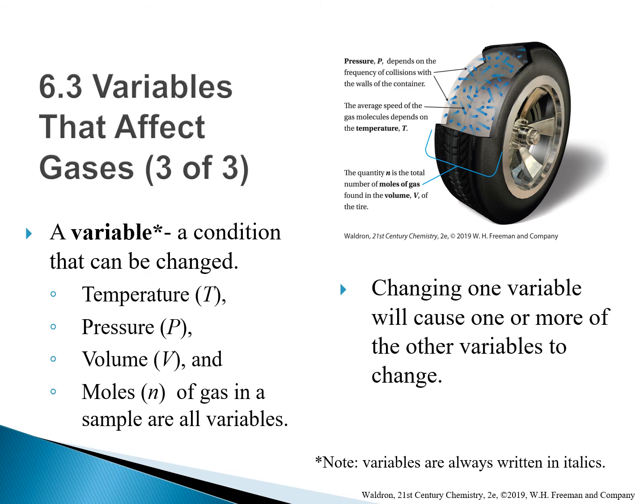There are 4 variables that dictate the behavior of a gas. They are temperature, pressure, volume, and the number of moles of gas in the sample. Changing one variable will cause one or more of the other variables to change. Let's take a look at them one by one.